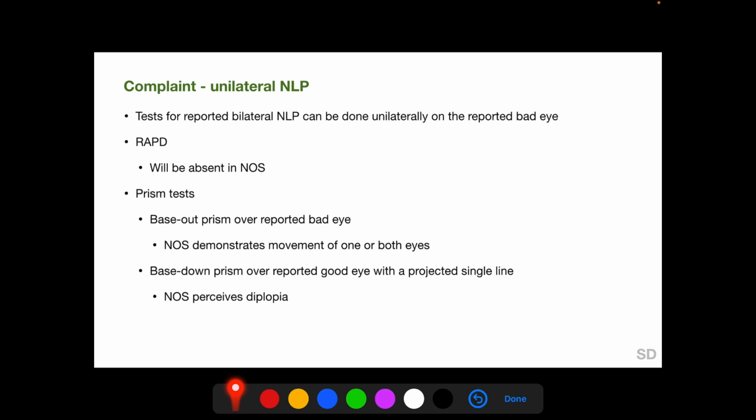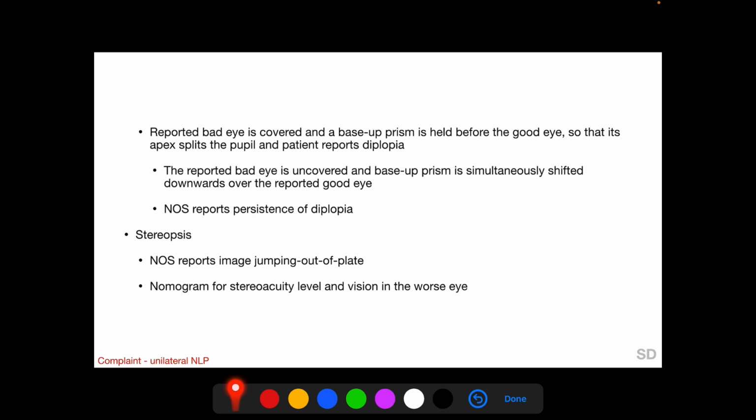And if a prism is positioned base down over the reported good eye with a projected single line, the NOS will perceive diplopia. In another prism-based test, in a situation of unilateral NPL, the reported bad eye is covered and a base-up prism is held before the good eye, so that its apex splits the pupil and the patient reports a diplopia with only the good eye. Now simultaneously, the bad eye which was covered is uncovered and the base-up prism over the good eye is shifted downwards. So both these movements are done simultaneously, and the NOS will report persistence of the diplopia, which should not have been there if the bad eye was actually having unilateral NPL.